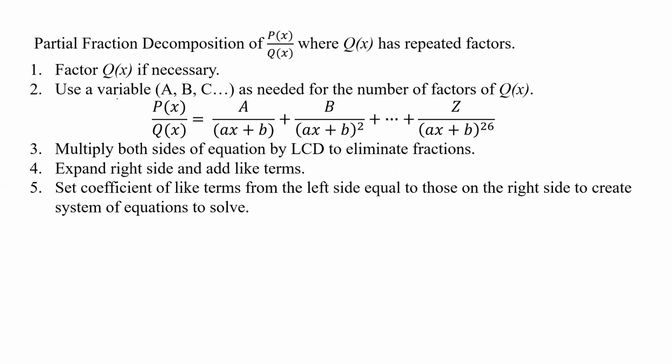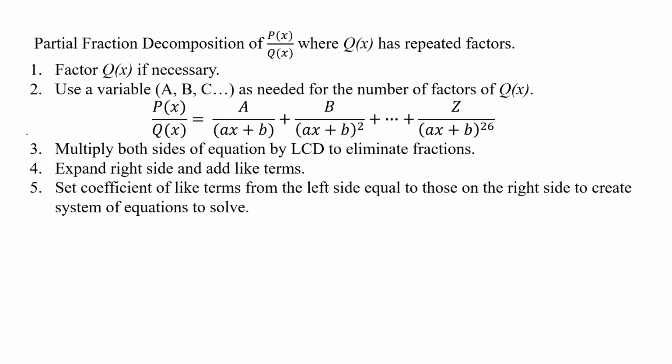And then we're going to use a variable, again like we did last time, A, B, C, or however many we need, for the number of times there's a factor of q of x. And so then we have p of x over q of x equals A over ax plus b, plus B over ax plus b squared, because each time there's a factor, you're going to have 1 here, 2 here, 3 here, all the way up. If we go to 26, then you can use all the way up to z, but usually 2, 3, we don't go too high.